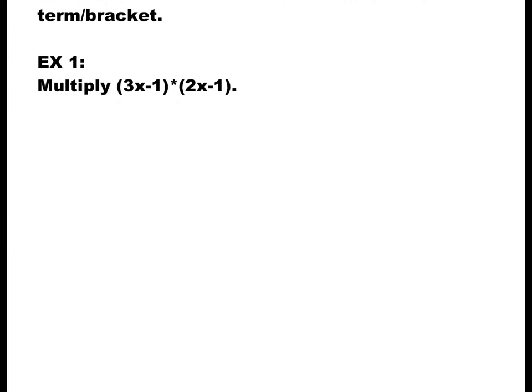Let's start with one example here. Suppose we have two polynomials, 3x minus 1 and 2x minus 1, and we are supposed to multiply them. Again, I'm going to draw the arrows from the first term to the first and second term of the second bracket, and from the second term to every term in the second bracket.